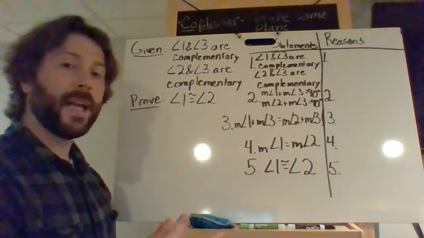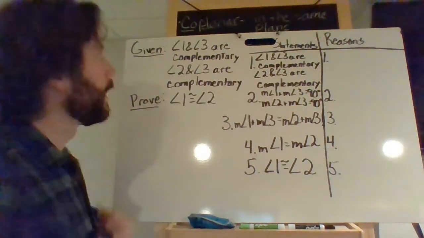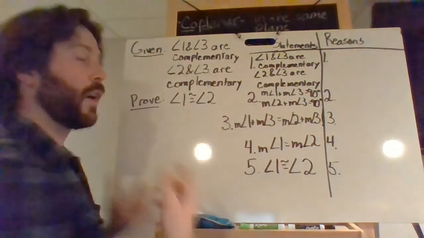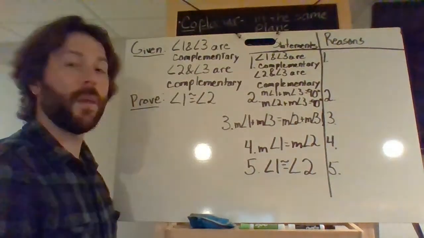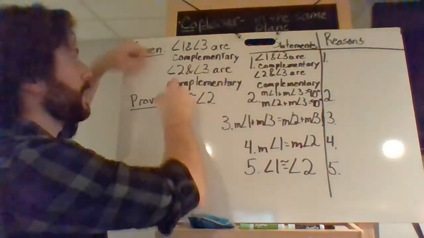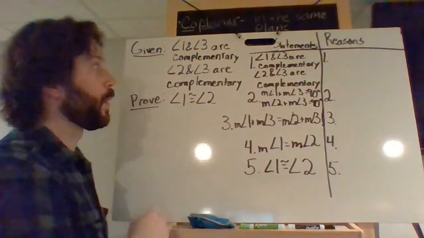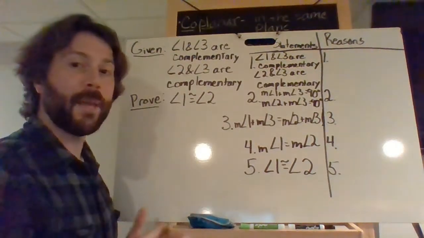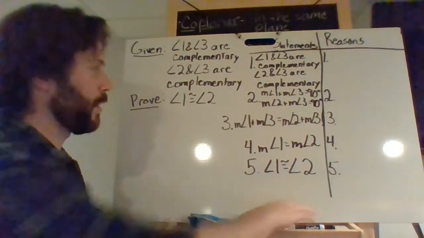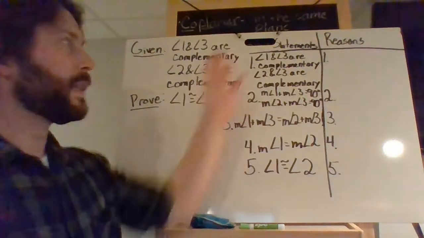Now, we don't have a diagram here, but we don't really need one. We know that these two are complementary. We know that these two are complementary. So the difference between these is 1 and 2, and those are the ones that I'm trying to prove are congruent. Well, they're both complementary to the same angle, so I think that's something that we're going to use along the way. So let's get right to it.